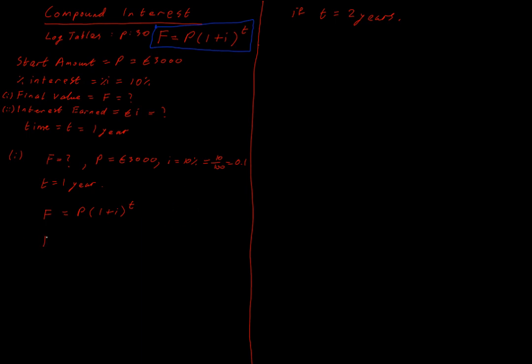So I'm looking for F, so I just write down F. P is 3,000, so where there's a P in my formula, I'm going to write down 3,000. And I have a bracket, and then 1 plus I is 0.1, it's 10%. Close the bracket, and then I'm going to use my power button on my calculator, and I'm going to put in 1. And when I put that into my calculator, I get €3,300.